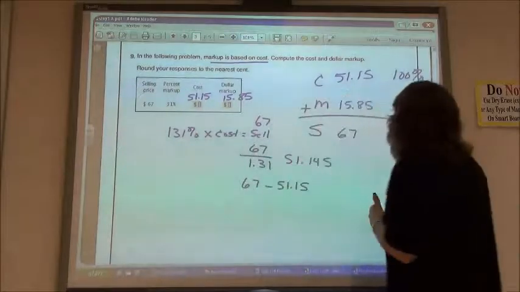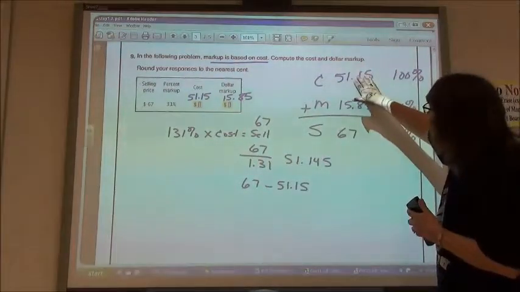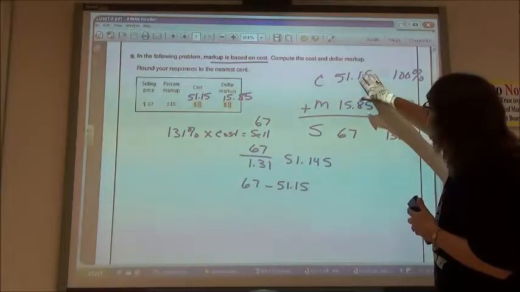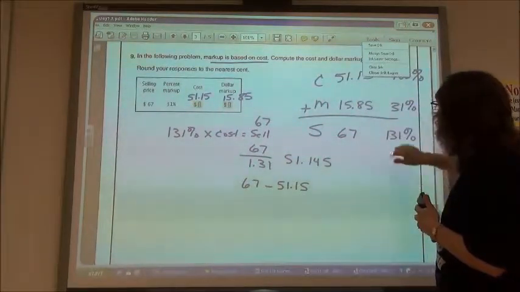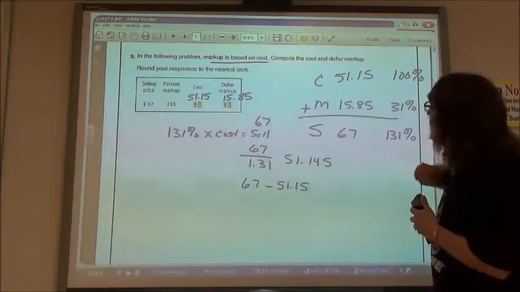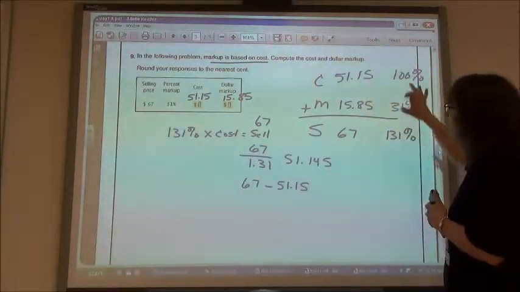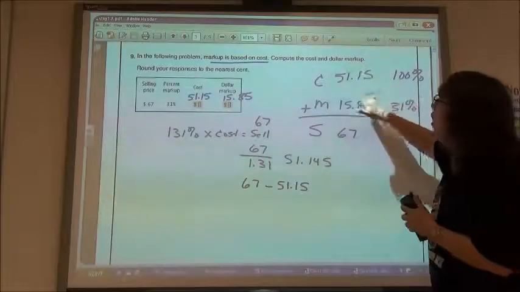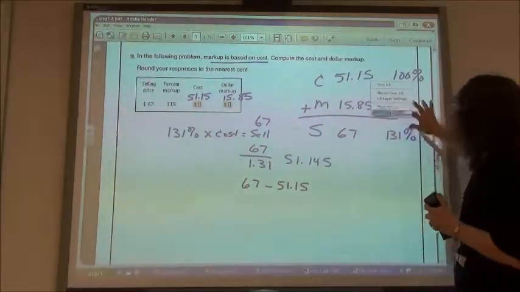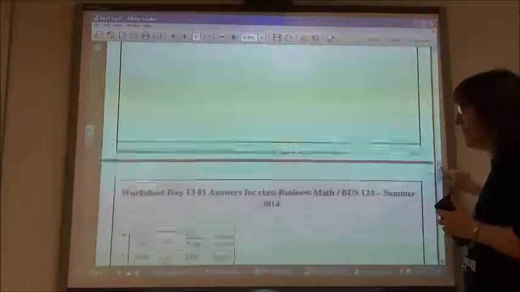So all of these: 100% of 51.15 is 51.15. 31% of 51.15 is 15.85. 131% of 51.15 is 67. All of those should relate to each other, the cost being the base every time. At least on these ones.